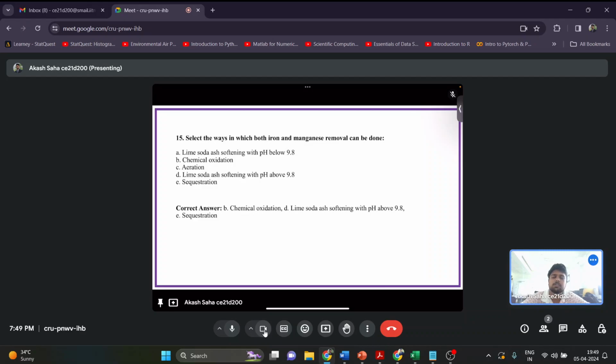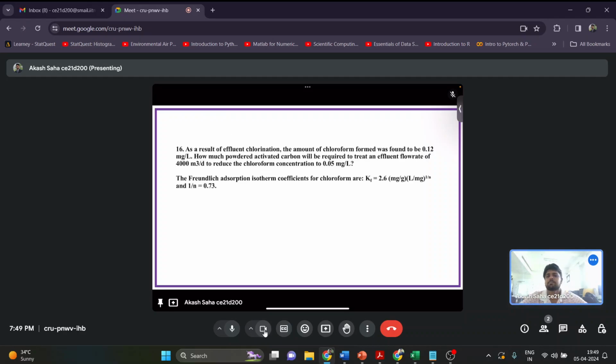Okay. So I think these were all the MCQ type problems which I had. So now we will solve some subjective problems. So let's start with the first one.